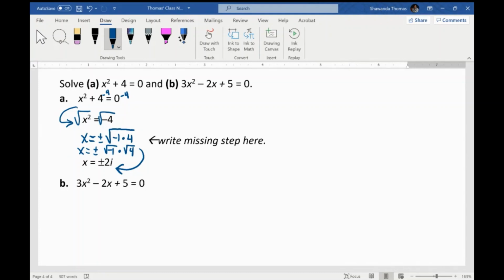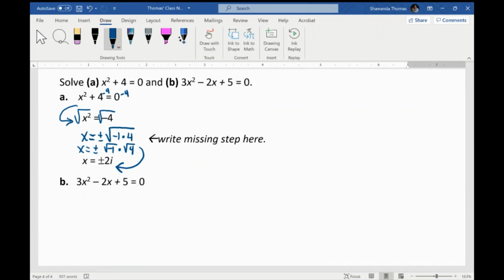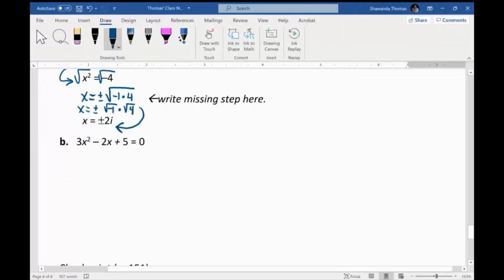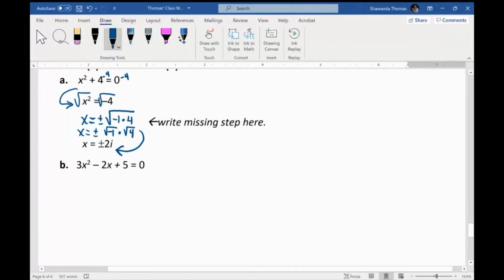All right. Quadratic equations. What is the degree for a quadratic equation? Squared. All right. How many solutions should we get normally with a quadratic equation? Because the degree is 2, we should get 2 solutions. All right, let's try this one. 3x squared minus 2x plus 5 equals 0.